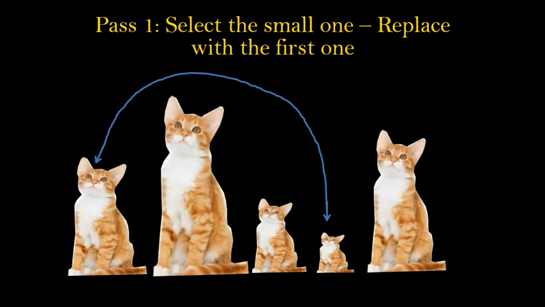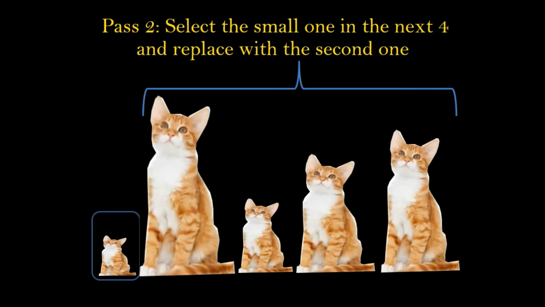So in the fourth position we see the smallest one. Now replace the fourth one with the first one. Now this is the replacement. Pass 1 is over. The smallest cat came to the first position. In pass 2, we need not consider the first cat. We will consider the next 4 cats.